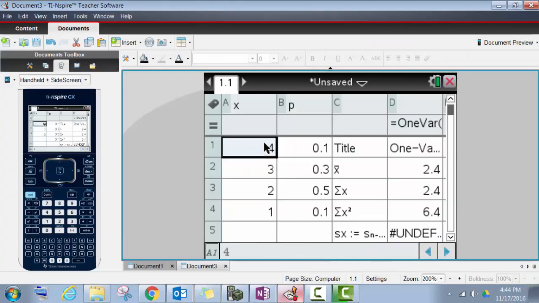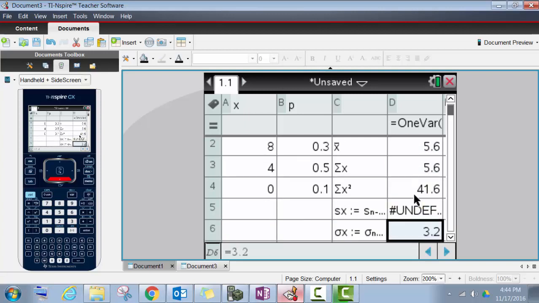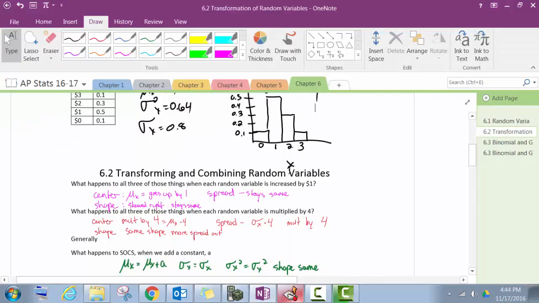Alright, so let's go back and then multiply by 4. Alright, my mean got multiplied by 4. It was 1.4 times 4. And my standard deviation also got multiplied by 4. But the shape of the graph would still be the same. So the center is multiplied by 4. The spread is multiplied by 4.